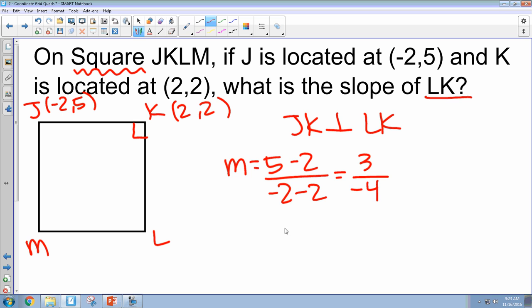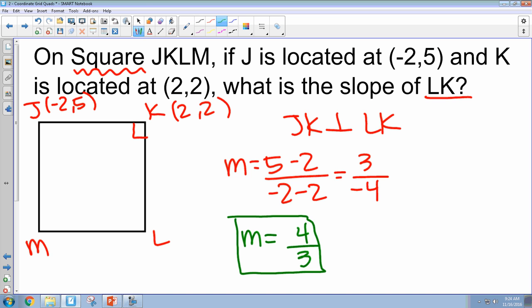We are going to flip it over. So it is now 4 over 3, and we are going to flip the sign. Since it was negative, now it's positive. So the slope of LK has to be 4/3 if this is a square.